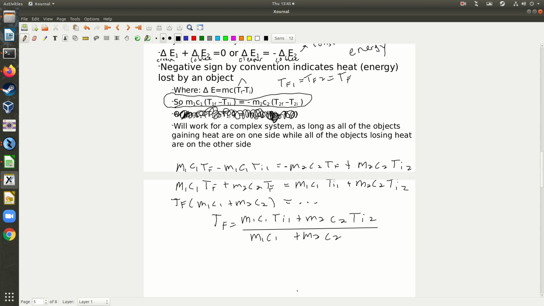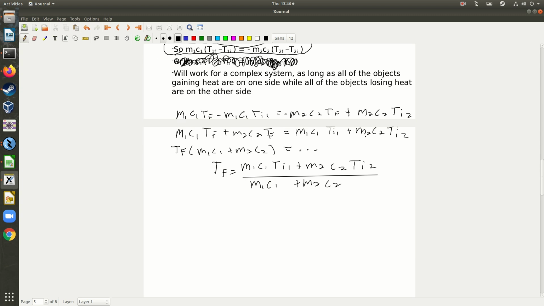One other thing I need to point out. We said before that K is equal to mc. So I could rewrite this equation as K1 TI1 plus K2 TI2, using my new trick I learned.